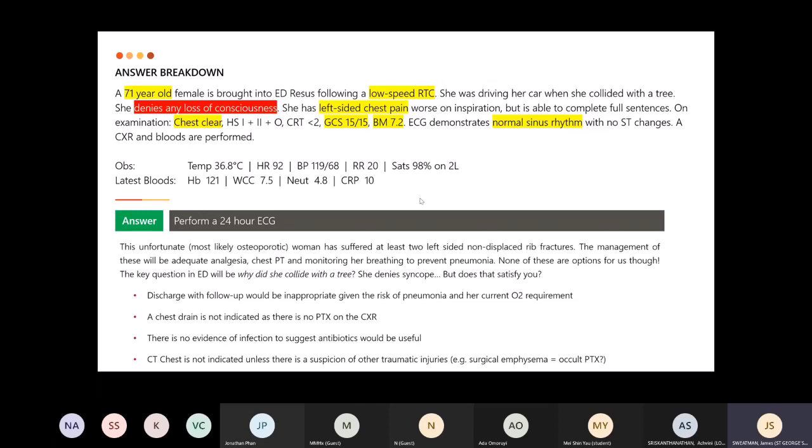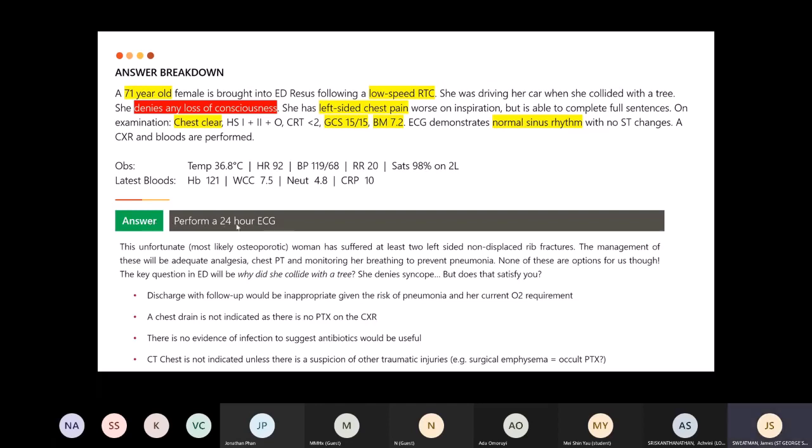The rib fractures and stuff, we can manage that with adequate analgesia, and none of the answers on the SBA dealt with the rib fracture side of things. So we need to do our due diligence and do a 24-hour ECG.